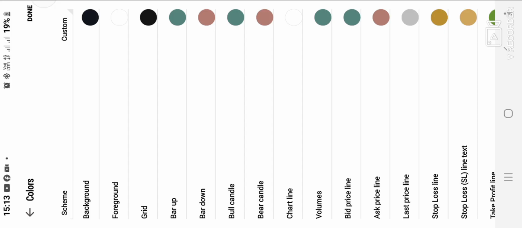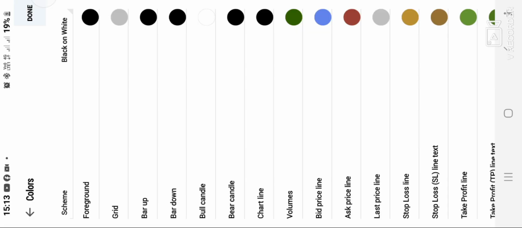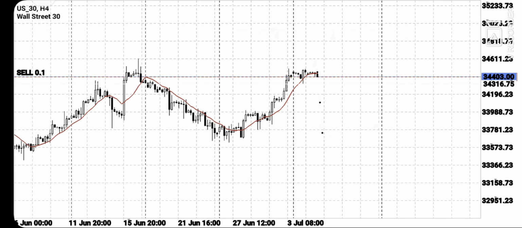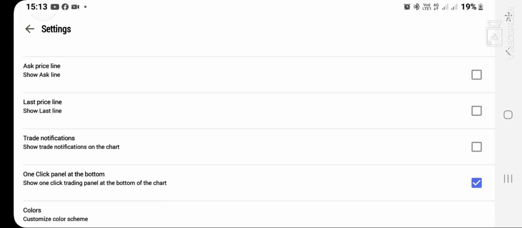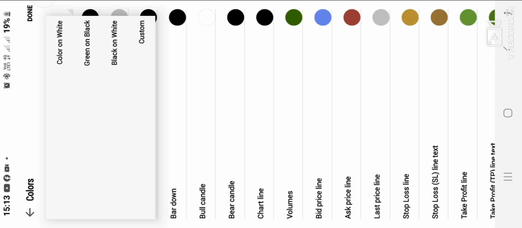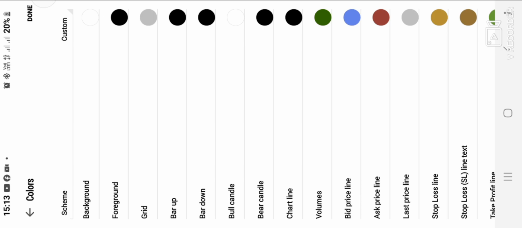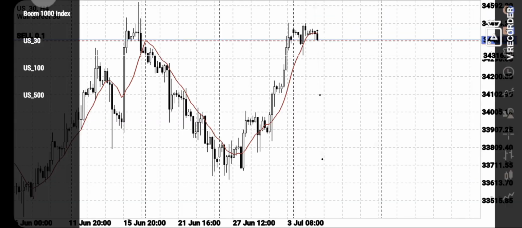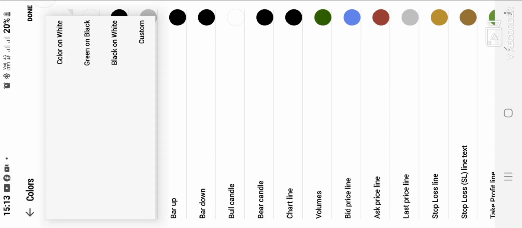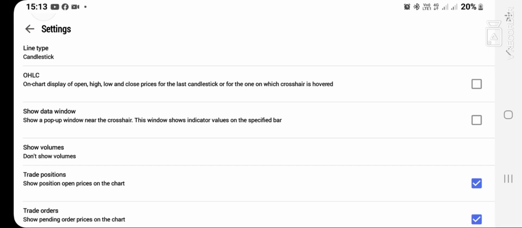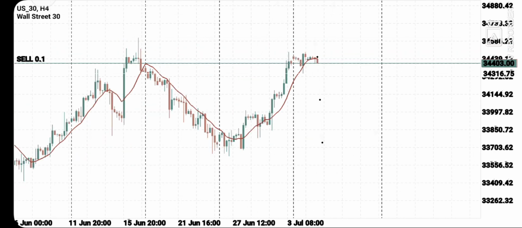Let's see. I don't want this color, I want the other one. So you can just come back here and choose the one that you want. I think it's on black and white, not black color on white. Custom, I think. Let's check custom. Okay, not this one. Let's check another one. I think this one will work. Yes, as you can see, this one is working perfectly.